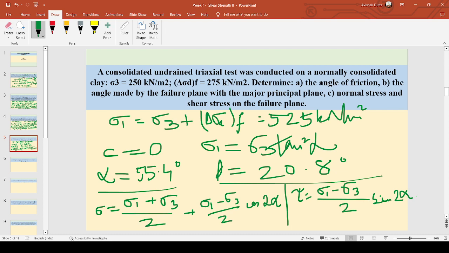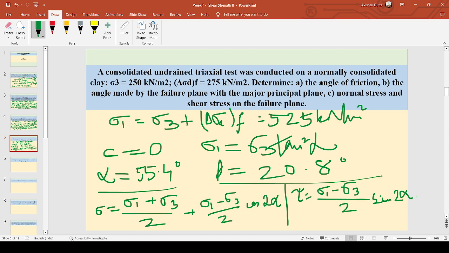Sigma 1 is the major principal stress and sigma 3 is the minor principal stress. So major plus minor by 2 plus major minus minor by 2 into cos 2 alpha gives us the normal stress on the failure plane, and for shear stress we get major minus minor divided by 2 into sine 2 alpha for the shear stress on the failure plane. So sigma 1 we have got 525, sigma 3 250, alpha is 55.4.